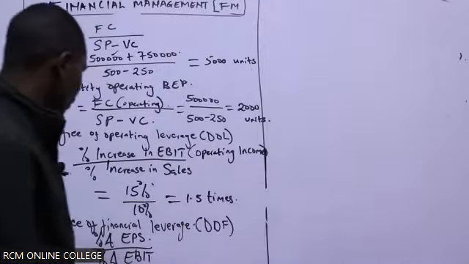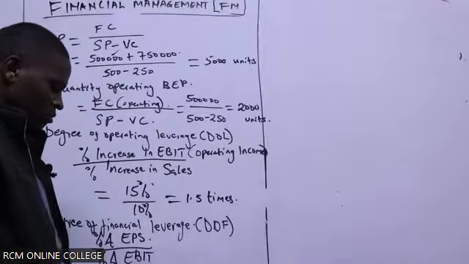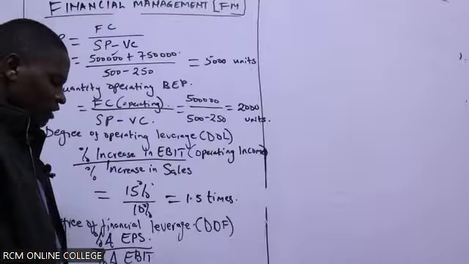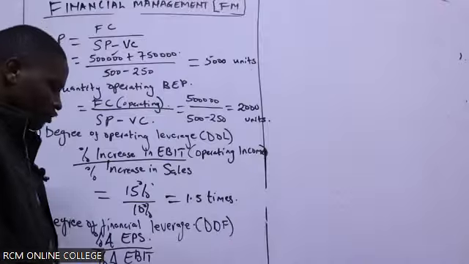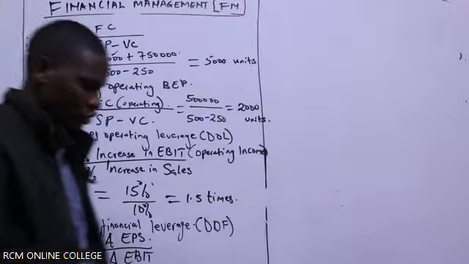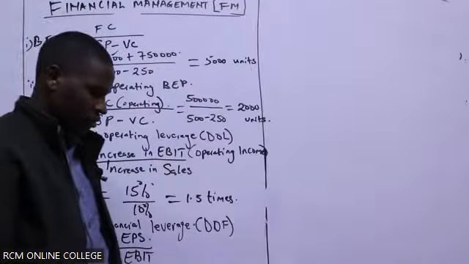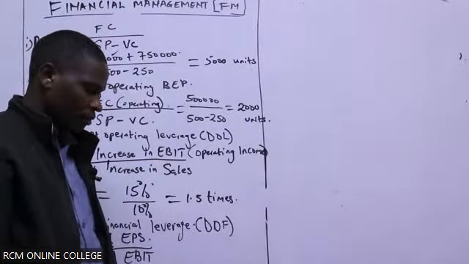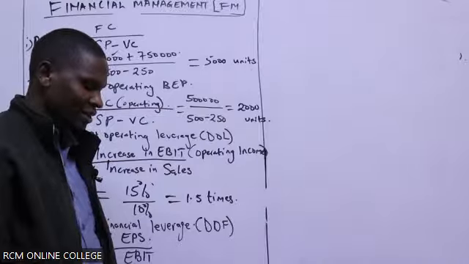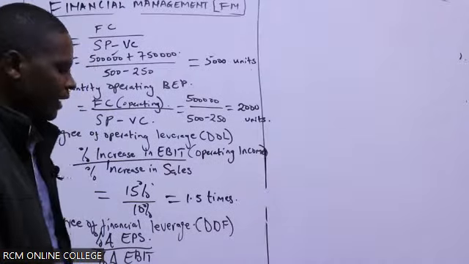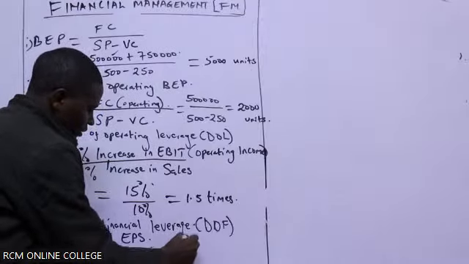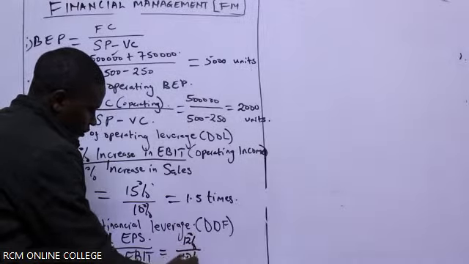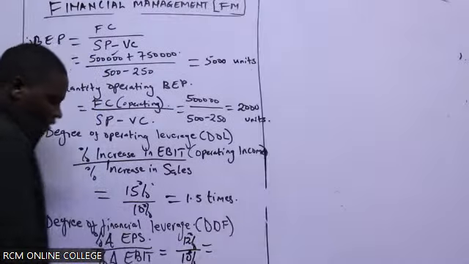EBIT already. Sasa tumeambiwa aje hapa. EPS ina change na 12%. Na EBIT yetu ni in that order, it is changing with the 10%. And if the firm's EBIT increased by 10%, the firm's earning per share will increase by 12%. So we have 12% and 10%. So it will be equal to 12% divided by 10%. Na hiyo itakuwa ngapi?